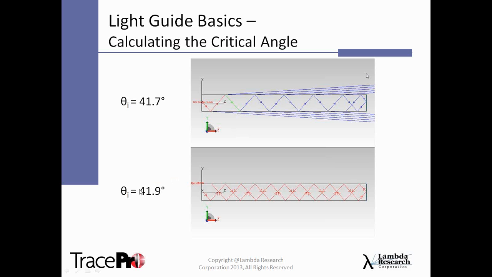Now if we increase the incident angle so it's slightly greater than the critical angle, we can see here we have the light totally internally reflected inside the light guide. In this case, I limited the number of bounces just to make for a clearer screenshot.